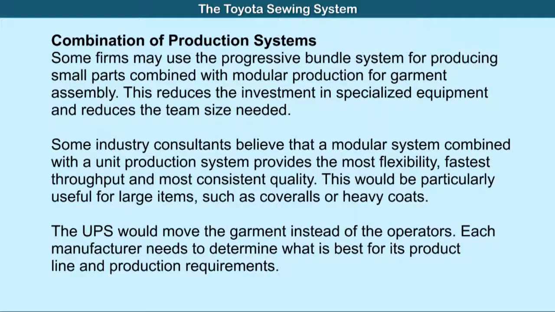Now, in the last part, we will see the combination of production systems. Some firms may use the progressive bundle system for producing small parts combined with modular production for garment assembly. This reduces the investment in specialized equipment and reduces the team size needed.